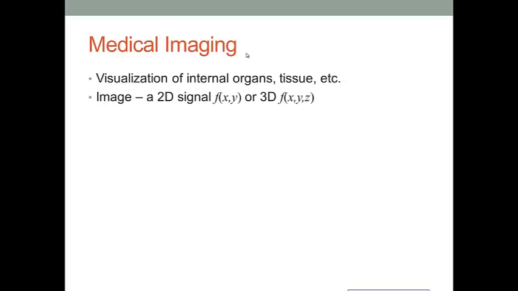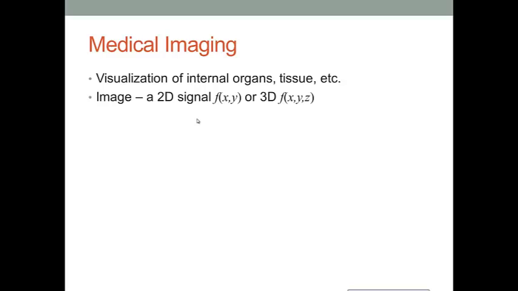There are two major types of medical images. One can get a 2D signal, f(x, y). x and y are the coordinates of the image. f is the value, or the pixel value, of the image.